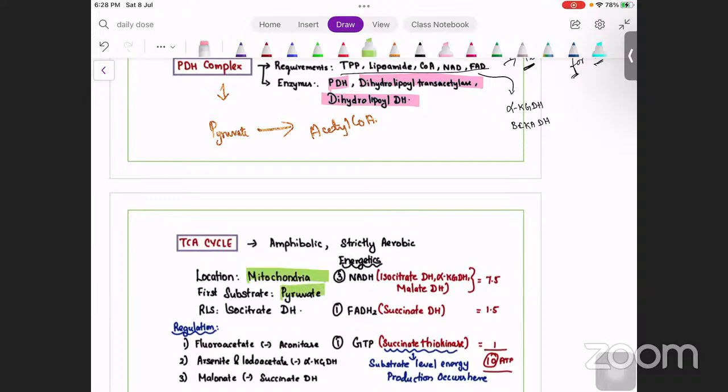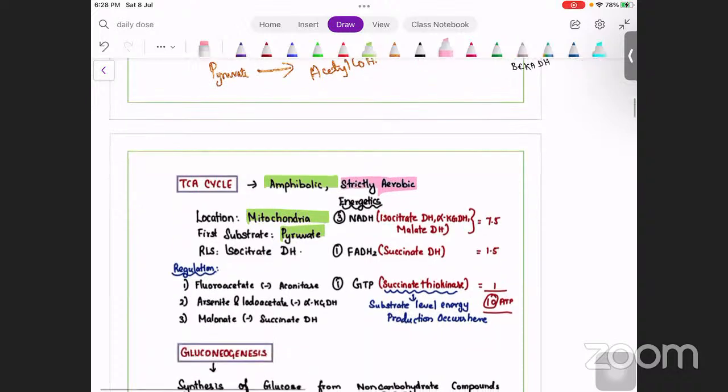So remember, the TCA cycle is an amphibolic pathway. That means both anabolic and catabolic reactions take place, and the TCA cycle is strictly aerobic, people. Okay, and what is the rate limiting enzyme of your TCA cycle? That is your isocitrate dehydrogenase.